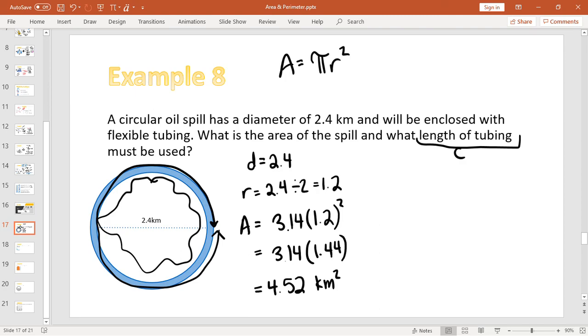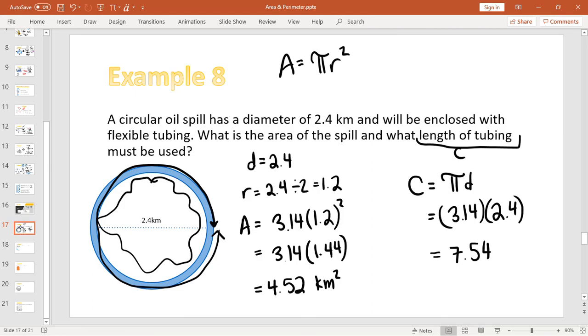And we want to know what length of tubing we need, so we want to find the circumference. And you could use 2 pi r. I'm going to use pi d. Feels like less typing. So we're going to take that 3.14, or your calculator button, and multiply it by that 2.4, and all the way around the length of tubing you would need is 7.54 kilometers.